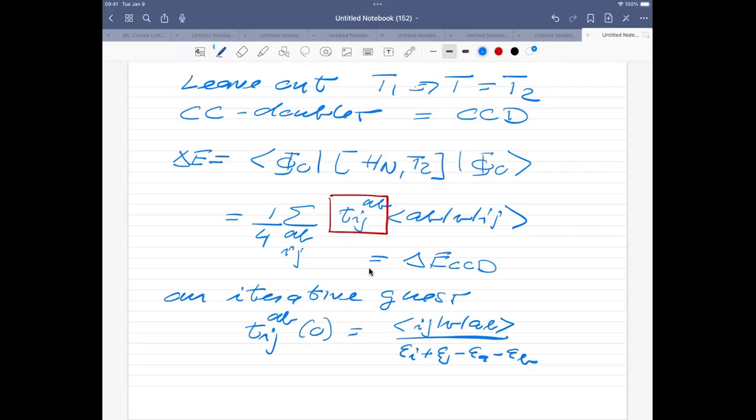Now, the thing we need, in addition to that equation, because this doesn't allow us to determine the amplitudes, is an equation for the amplitudes. And this is the one which we are going to set up now.